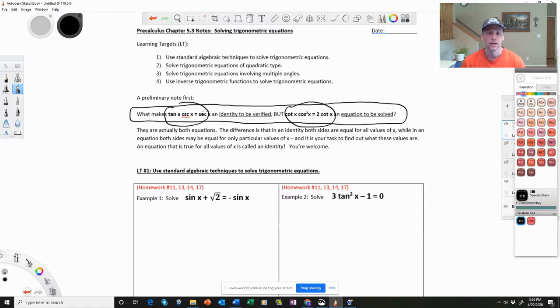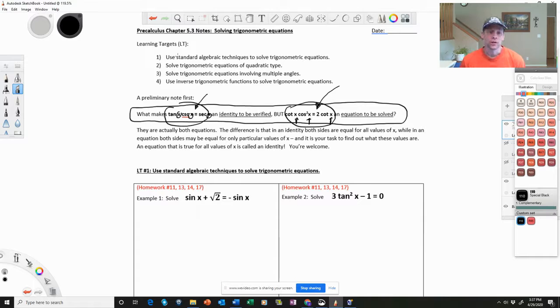Well, here's the answer. An identity is true for any value of x. It doesn't matter what you plug in for x, here, here, and here. The left side is going to be equal to the right side. An equation to be solved is not necessarily an identity, unless x equals all real numbers. When you're trying to solve an equation, you're trying to find a specific value of x that will make the equation true. And only a specific value or some specific values will make it true, but not any value of x. So that's what we're doing now. We have to find a value of x that will make this equation true.